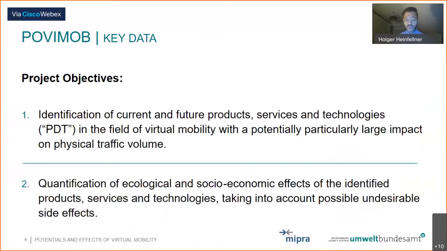Within this project, we defined two key objectives. The one was the identification of current and future products, services, and technologies in the field of virtual mobility with a potentially particularly large impact on physical traffic volume. The other one was the rather innovative part of the project: the quantification of ecological and socio-economic effects of the identified products, services, and technologies, taking into account, and this is a very important part of our project, possible undesirable side effects, the so-called rebound effects.